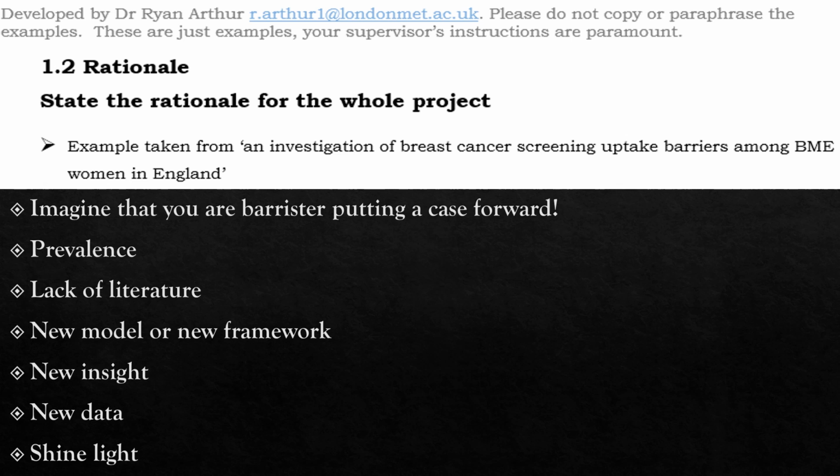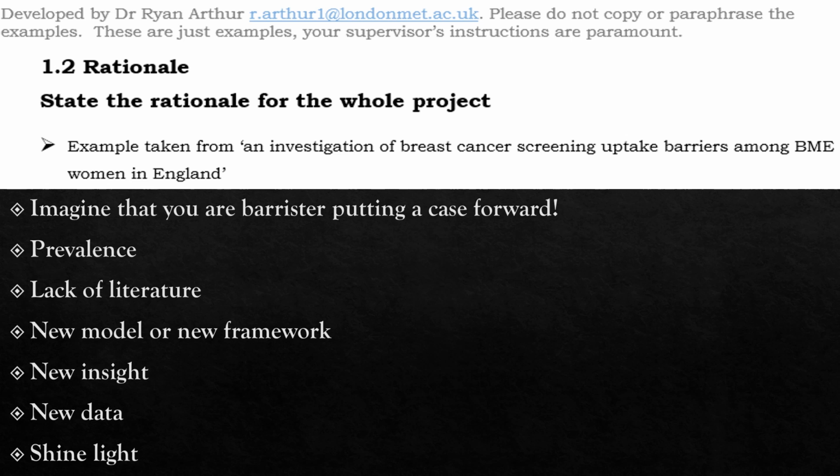If your rationale is a lack of literature, make sure that there is a real lack of literature. In this case, some of the cases that I put forward, the lack of literature was a cause for the research to begin. There was a lack of data, a lack of information, a lack of specific information. So this was a rationale for the research, and this is one of the arguments that the student put forward. Or you may be offering a new model or a new framework, or you have new insight, or new data is being released. You want to shed light on a particular issue. This counts as your rationale.